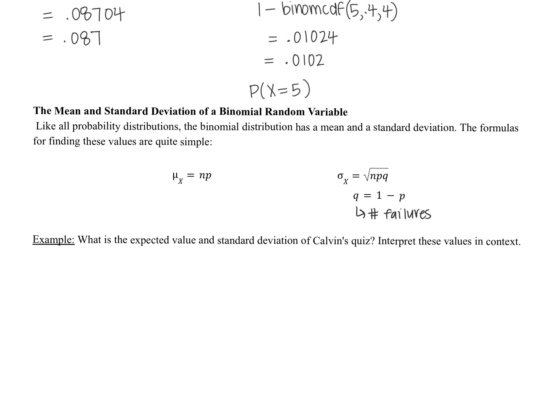So let's go back to Calvin's quiz. If we want to find the expected value, which is just another way of saying mean, and the standard deviation for Calvin's quiz, and then we're going to interpret them. So first, his expected outcome. There are 5 questions. Probability is 1/2. Half of 5 is 2.5. And then for our standard deviation, we're going to do the square root of 5 times 1/2, and then our failure is also 1/2.